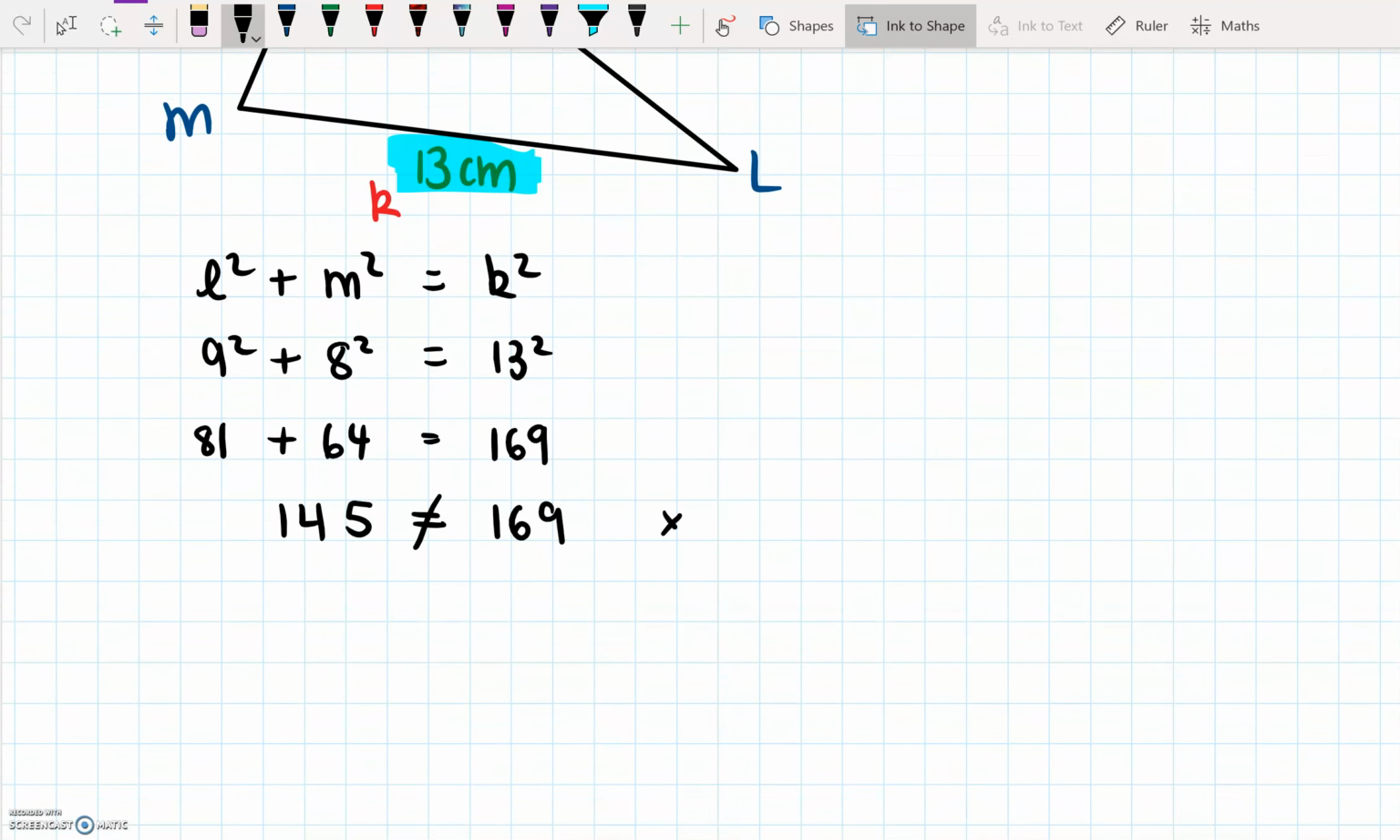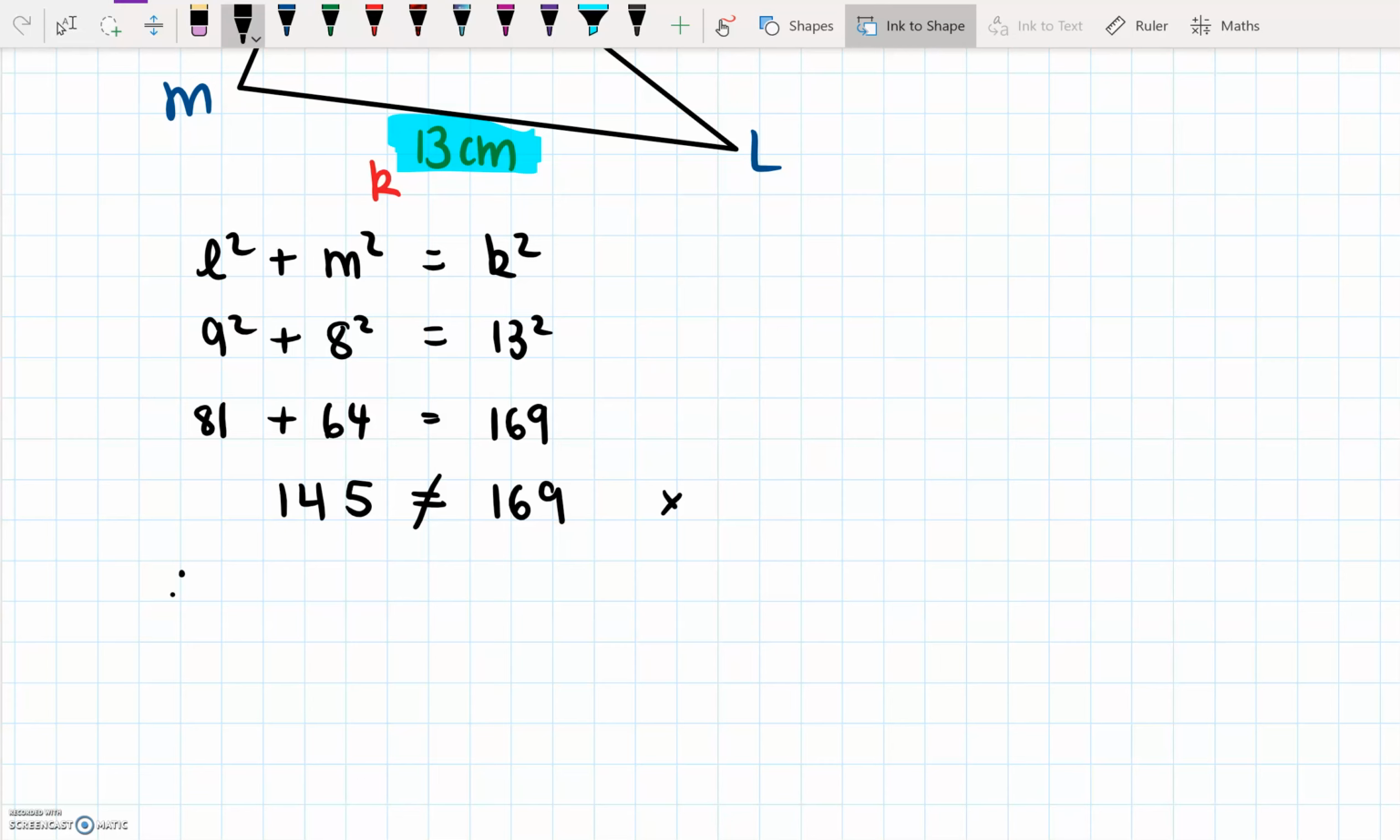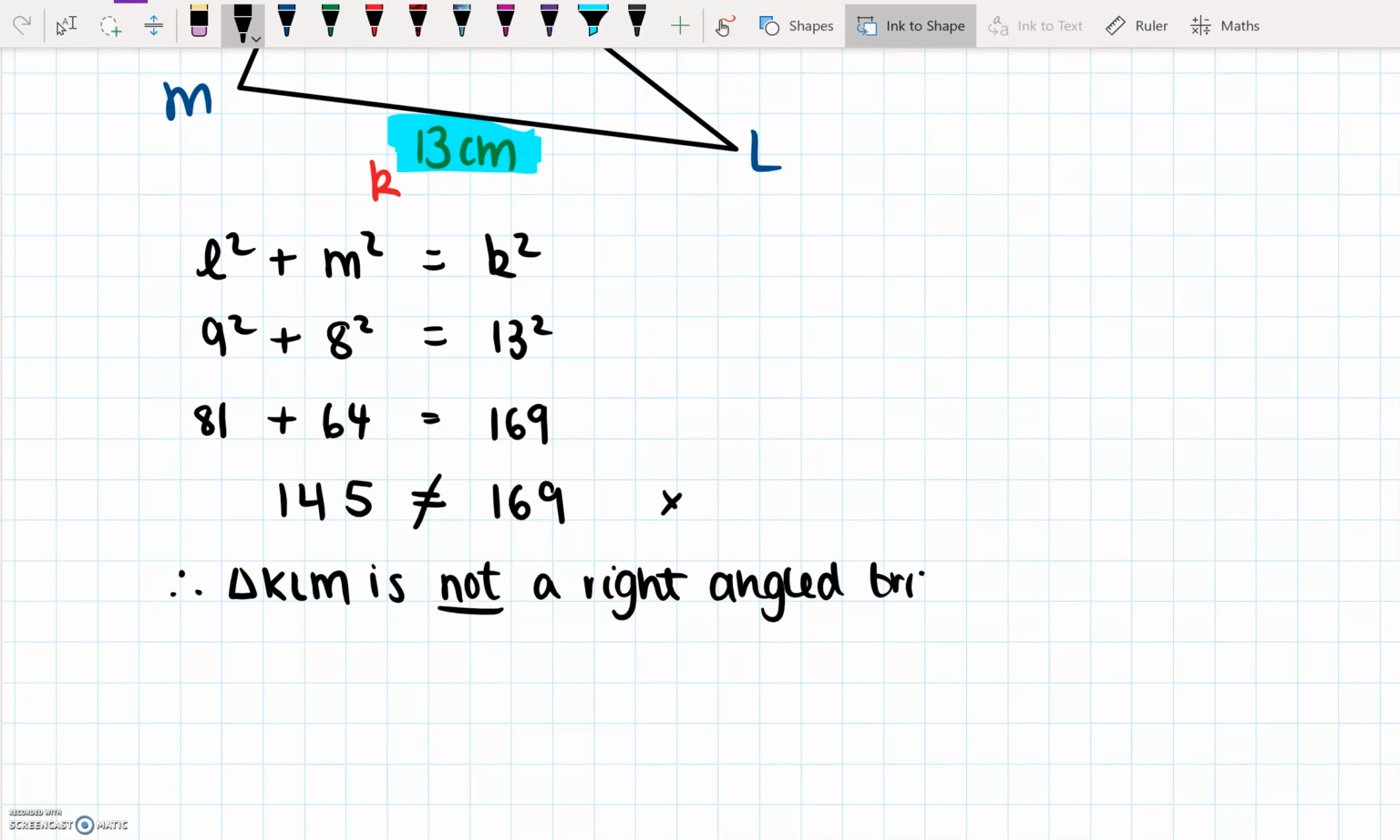So we can say these are not equal, therefore triangle KLM is not a right-angled triangle. And this is how we use the converse of Pythagoras' theorem.